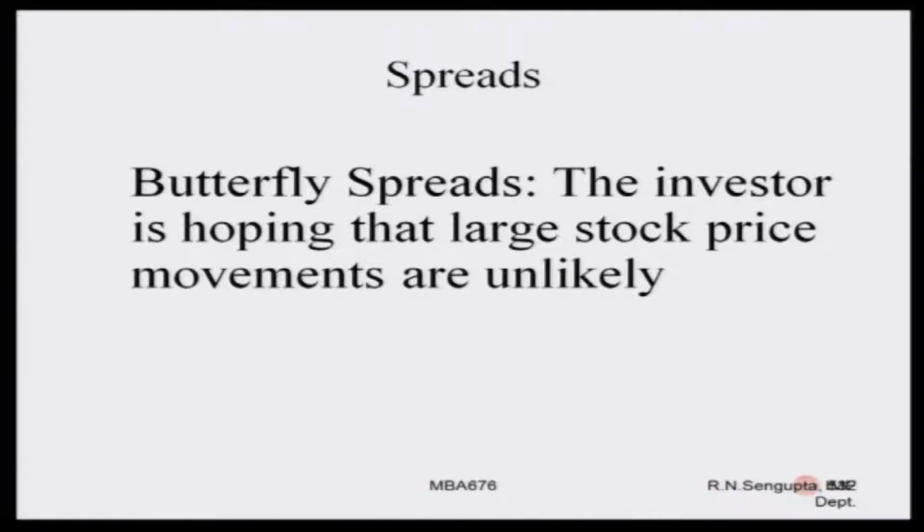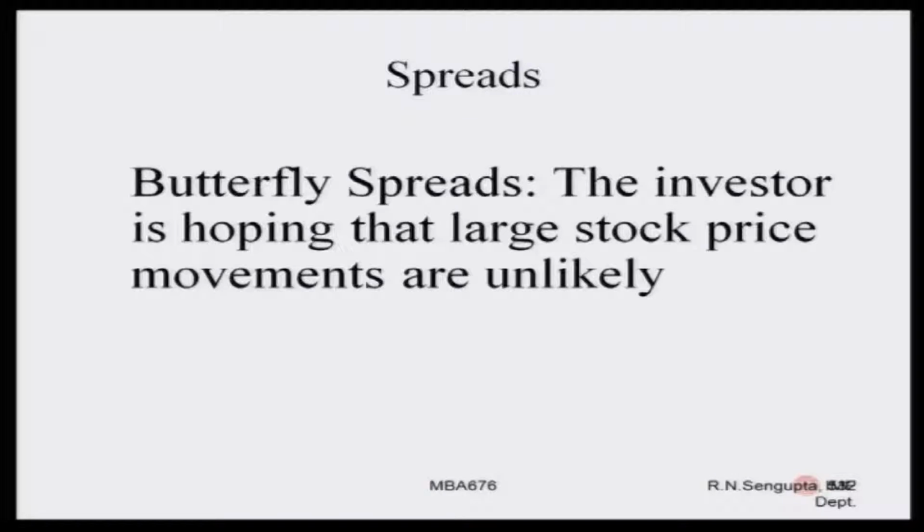The investor is hoping that large stock movements are unlikely, that means the price would fluctuate within a band. Whenever I say large fluctuations, it has to do with ST, which is the spot price at time capital T, and we will compare how ST varies with respect to the different delivery prices you have, K1, K2, K3, K4, depending on how many different types of options you have. Also remember that the underlying assumption is that the time to maturity for all the options is of the same duration, which is capital T.